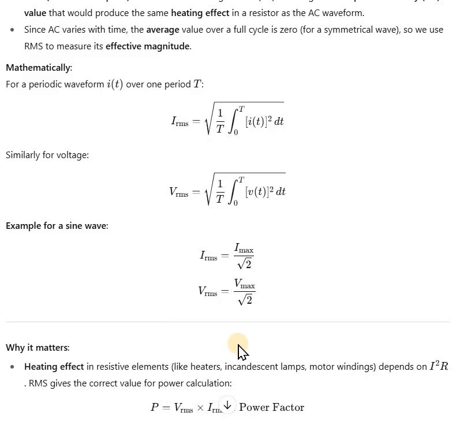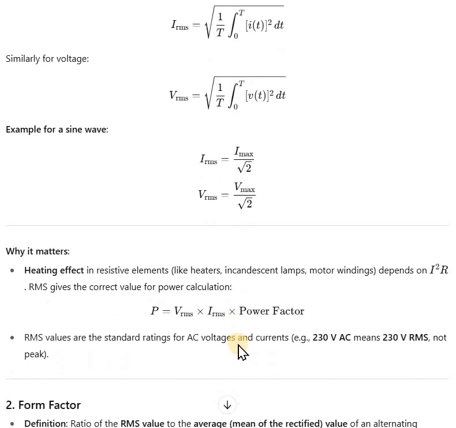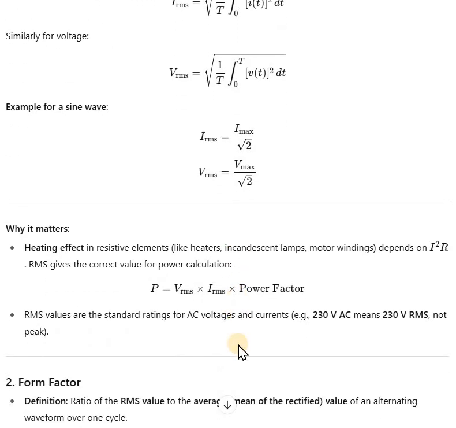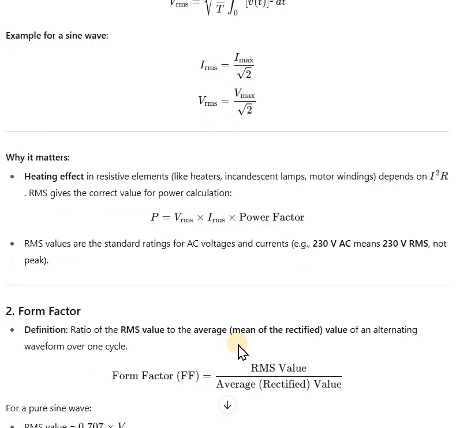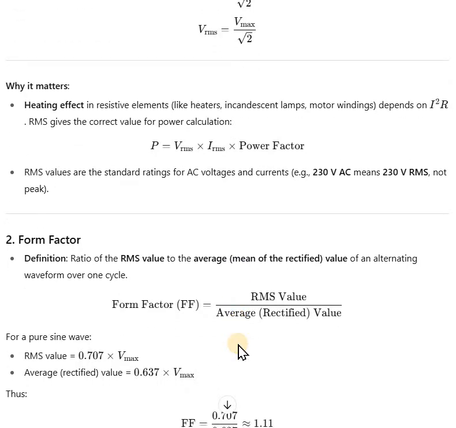Similarly it will be the V RMS. For a sine wave, I RMS is I max by root 2, and voltage V max by root 2. Why it matters: the heating effect in a resistive element depends on I square R. So power is V RMS times I RMS times power factor. RMS values are the standard ratings of AC voltages and currents.